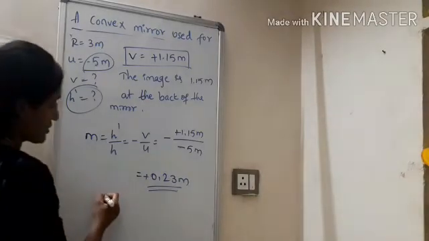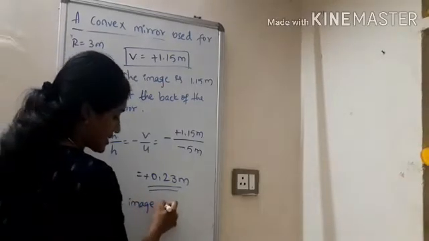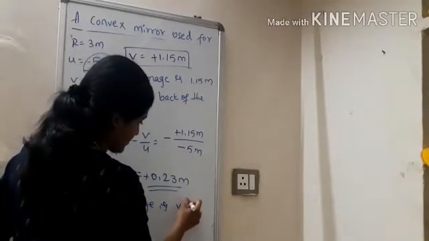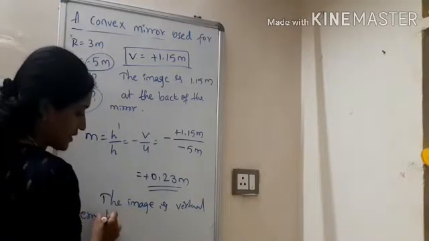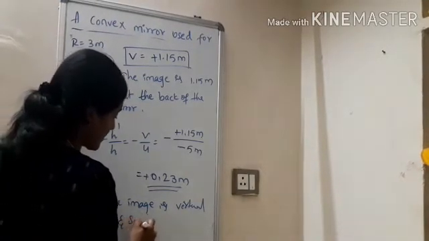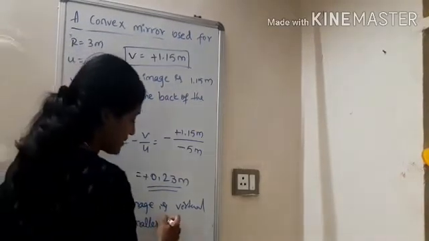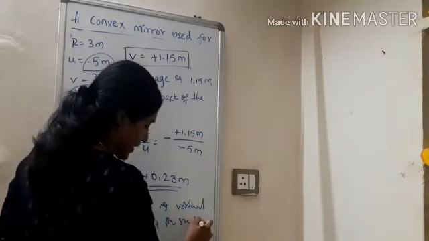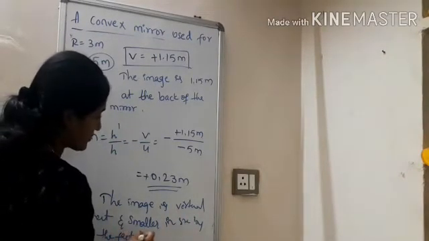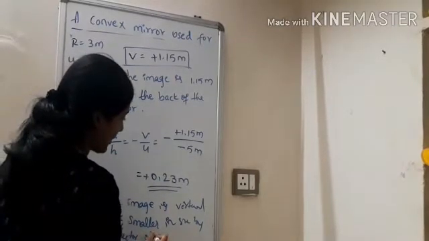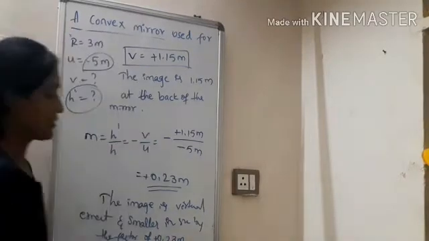The image is virtual, erect and smaller in size, because it is a diverging mirror, right? Smaller in size, the image height being 0.23 meter. Clear?